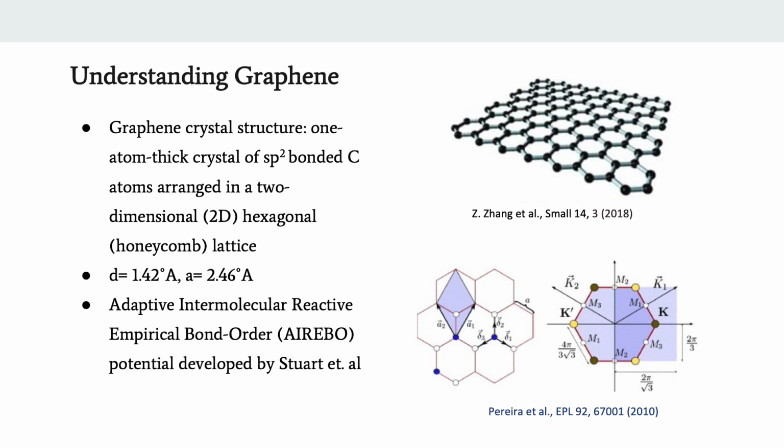So graphene is a one-atom thick crystal of sp2 hybridized carbons arranged in a 2D honeycomb lattice shape, which you can see in the top right-hand corner. The bond distance between the carbons is 1.42 angstroms, and the unit cells have a lattice parameter of 2.46 angstroms. The interactions between the atoms are also important for getting accurate data, and I chose to use a potential called the adaptive intermolecular reactive empirical bond order, which is a mouthful, but it's a popular and widely used way to model carbon and hydrogen atoms. So since I'm using carbon in my graphene sheet, it was perfect for this model.